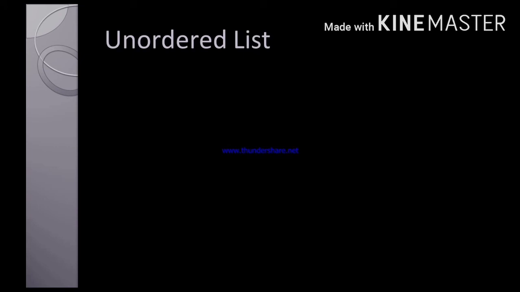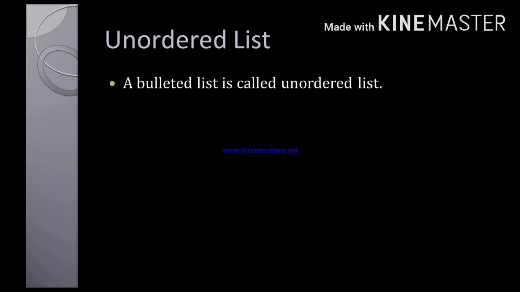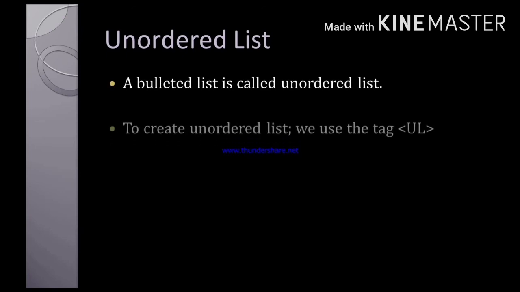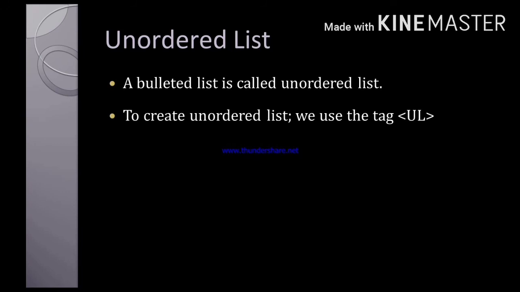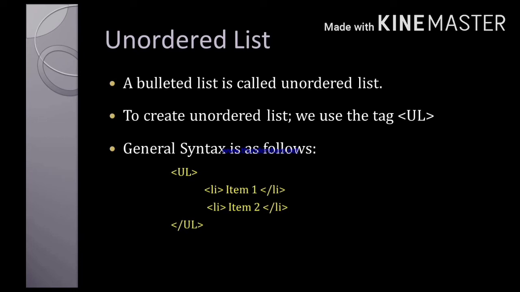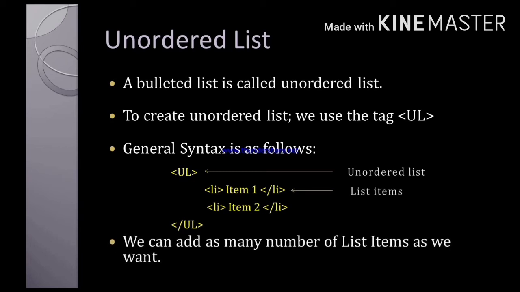Next comes unordered list. Unordered list, that is a bulleted list. A bulleted list is an unordered list. It is very simple. To create an unordered list, we use the tag ul. The general syntax is the same as it is given in ol. Ul, then if we need, we can provide lh. Here I have not given lh, then li and ul. Here it is an unordered list. These are list items and ul close. We can add as many list items as we want.